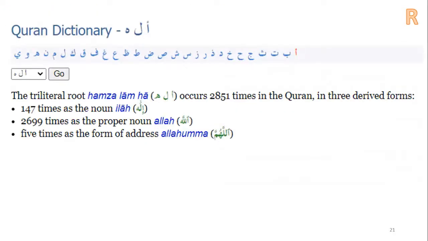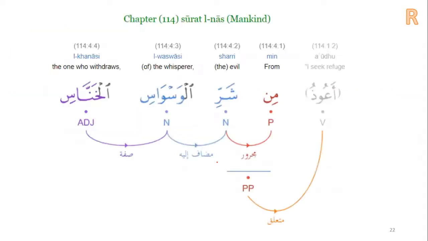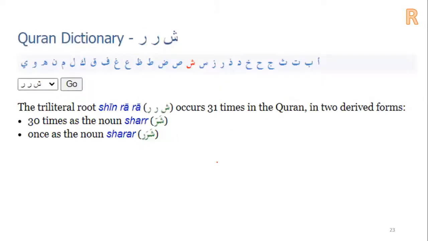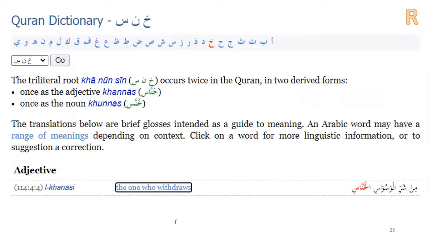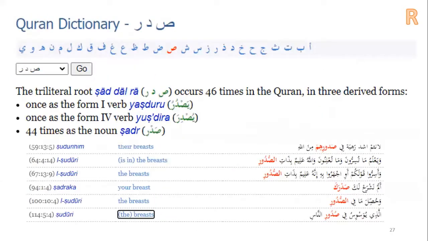Next, we looked at the individual words, and we saw the word alif lam ha being referred to ilah, which was also the common root word for Allah. And then we saw the word sheen, ra. And again, I'm not going to go into the details, as this was already covered last time. Waswas, and then khannas, whose root letters were kha, noon, and sin. And swad dal ra, which is the root word for sadr.